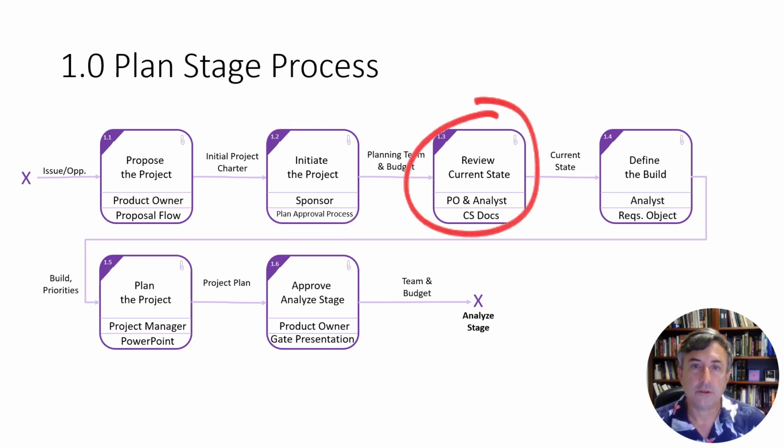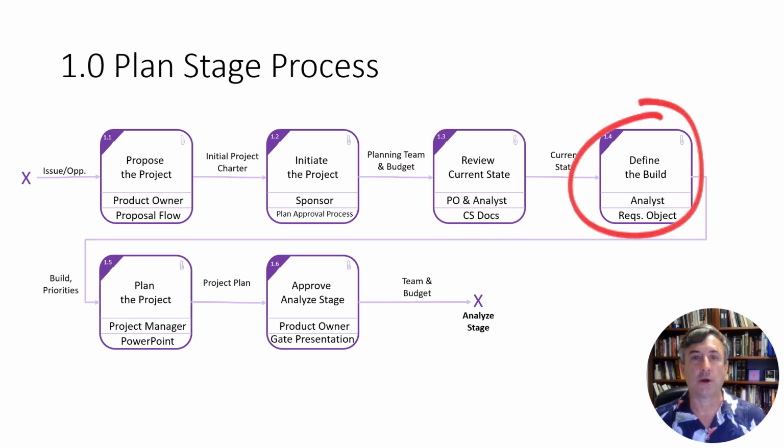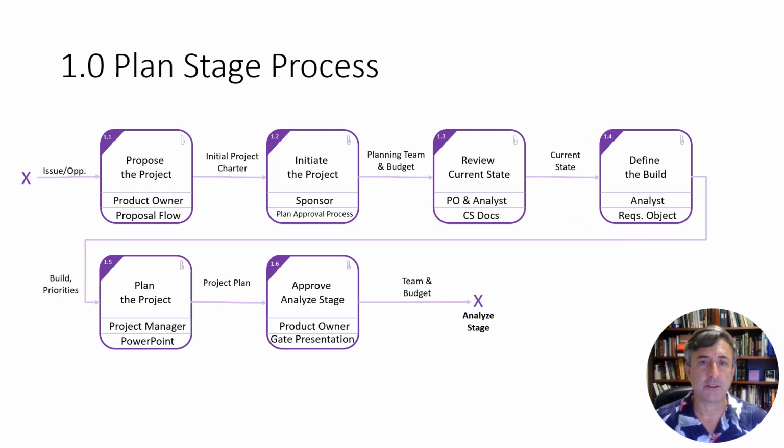And then you're going to go and do your review of the current state. So you're going to identify what are the issues within the current state that you're trying to address in this project, quantify them a little bit, but still fairly high level. So you come out with the current state of that, and then you're going to define the build. So to address the issues or the needs, what components do we need to build within the software? You get a good initial list of that, and now you can actually plan the project, right?